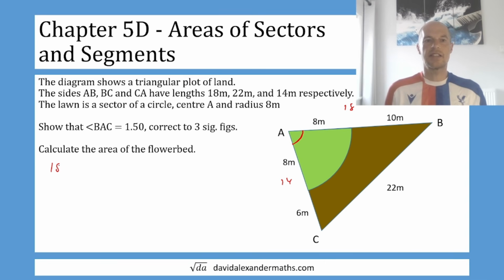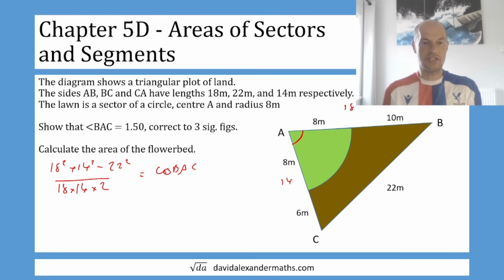So that's going to be 18 squared plus 14 squared, take away 22 squared, divided by 18 times 14 times 2. That's just my rearrangement of the cosine rule there. So that's going to be the cos of BAC. The cos of BAC is b squared plus c squared minus a squared over 2 times b times c. Right, so let's set this up on the calculator. 18 squared plus 14 squared, take away 22 squared over 18 times 14 times 2.